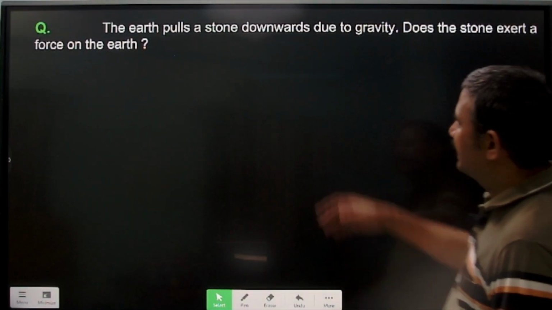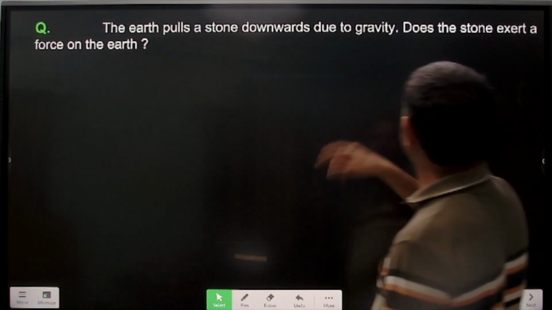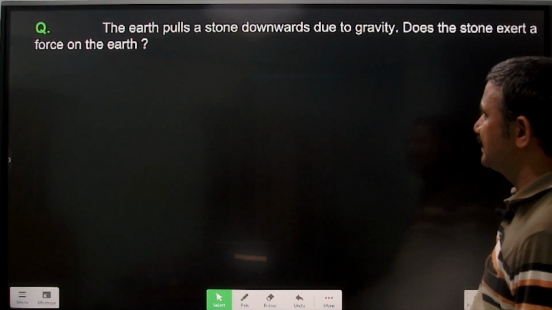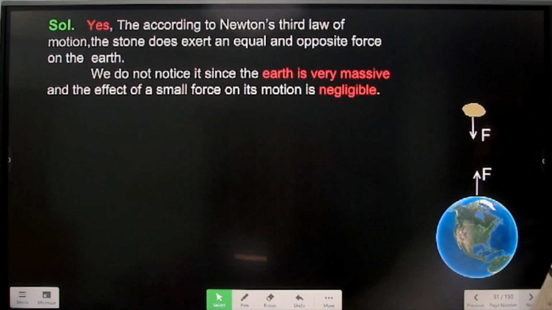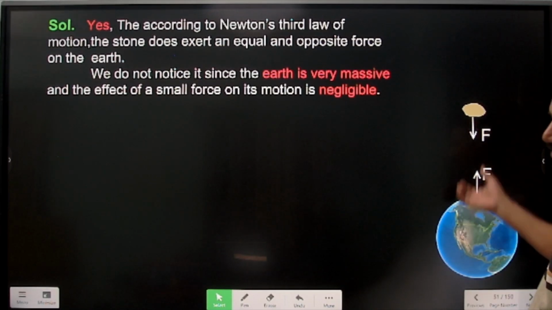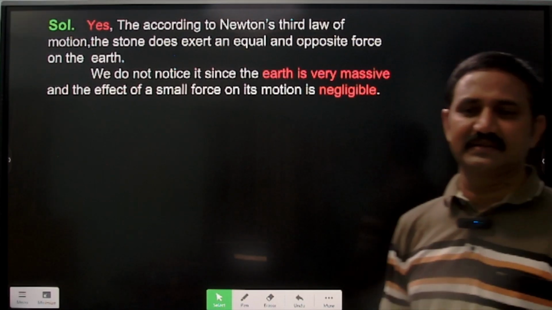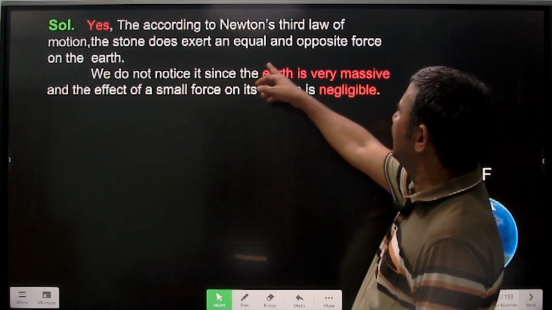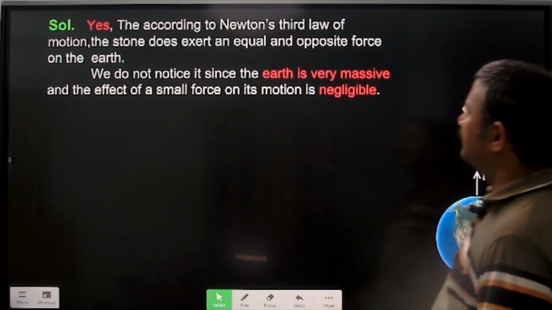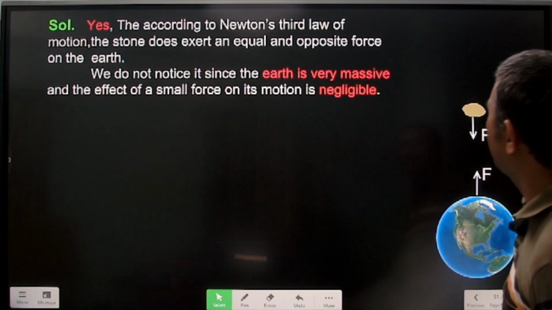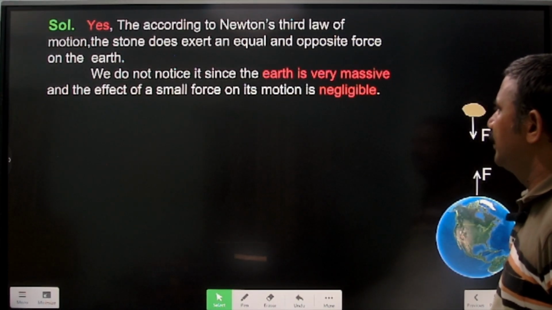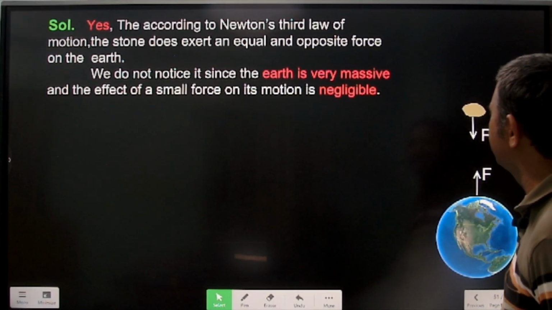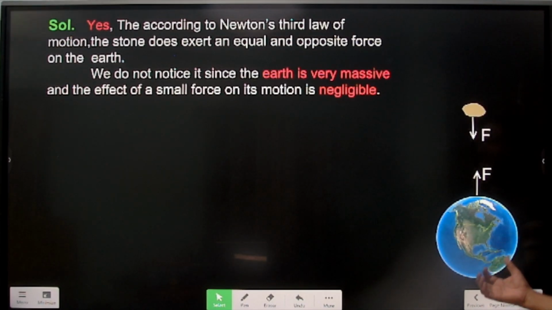Next, the earth pulls a stone downwards due to gravity, and the stone exerts a force on the earth. So here we have the earth and the object. The earth exerts a force on the object and the object also exerts a force on the earth. According to Newton's third law of motion, the stone does exert an equal and opposite force on the earth. We do not notice it since the earth is very massive and the effect of a small force on its motion is negligible.